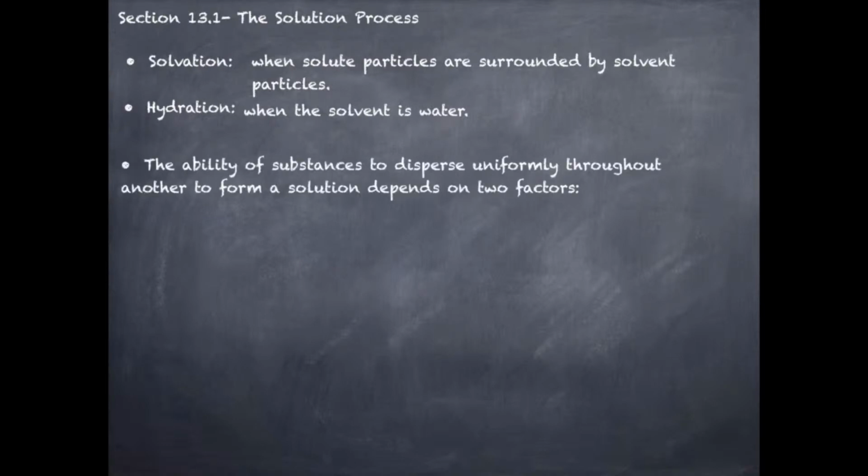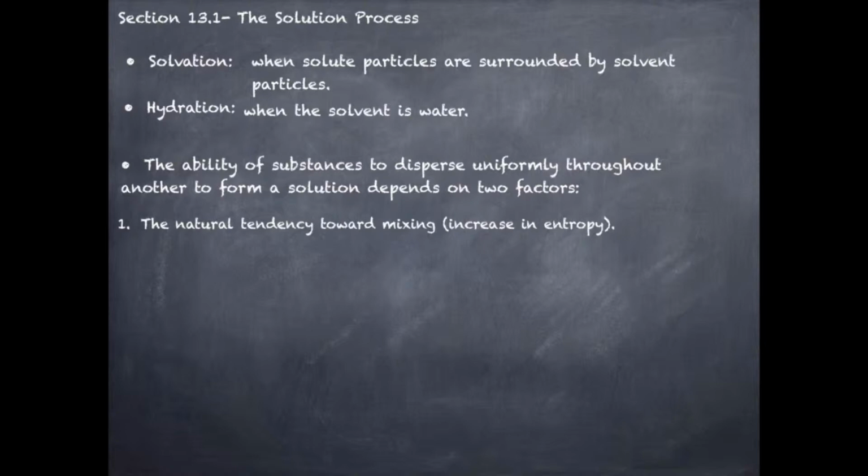So the ability of a substance to disperse uniformly throughout another to form a solution depends on two factors. The first is the fact that mixing is the natural tendency of substances. They tend to mix with one another, and that's because they are increasing their entropy. Entropy is a concept that we'll look at in the next lesson. It's simply a measure of disorder. And so the tendency is towards more disorder, and there's more disorder in a solution.